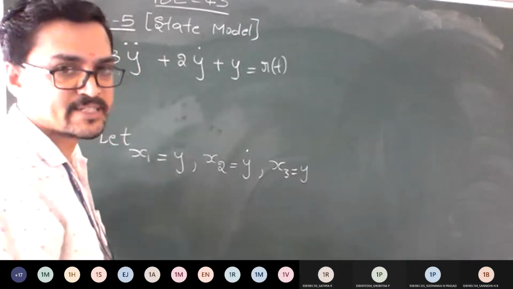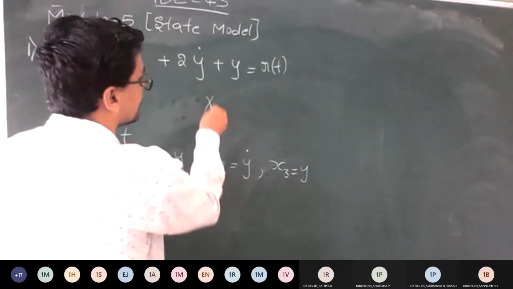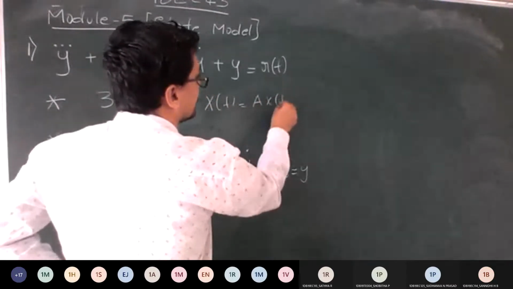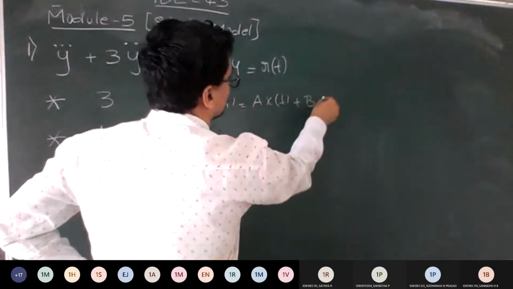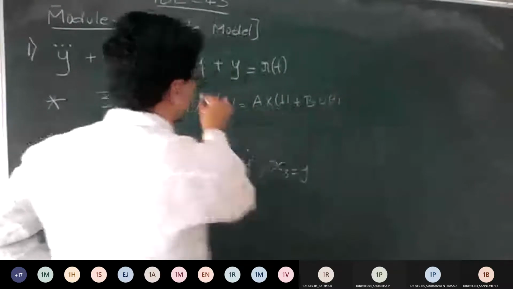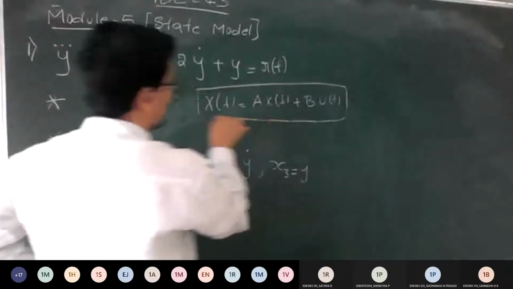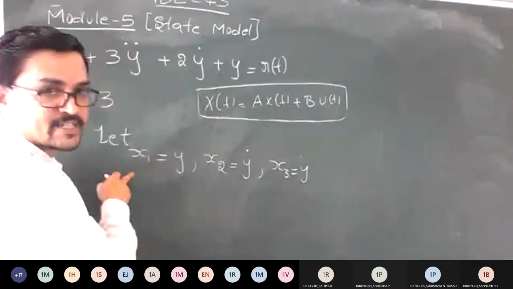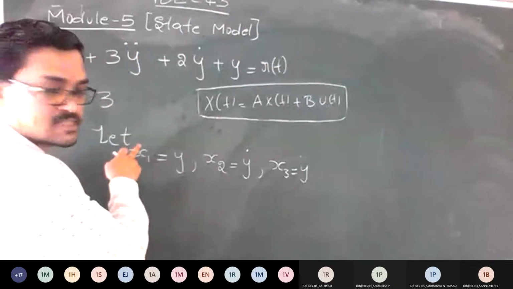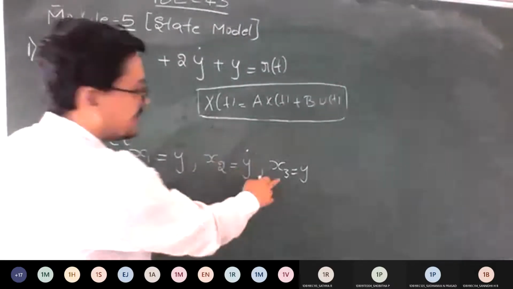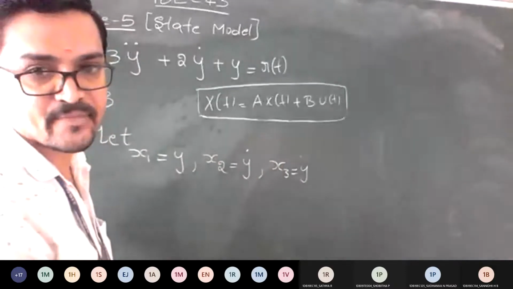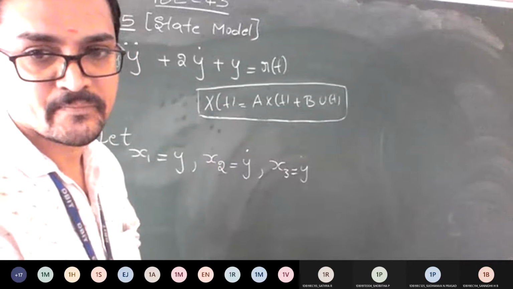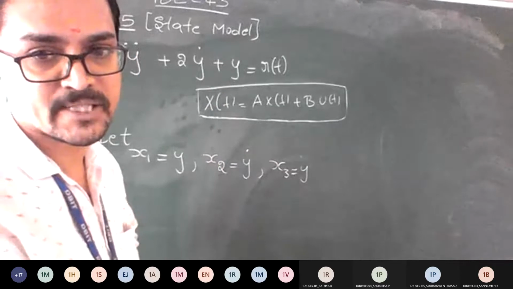So what is the ultimate state equation, guys? I need to know this, right? X dot of t equals A into x of t plus B into u of t. This is my state model equation. So I want x dot of t. It means I need to find x1 dot, x2 dot, x3 dot. Then only I can fill the table. Agree? Everyone agree till here? Shall I proceed?